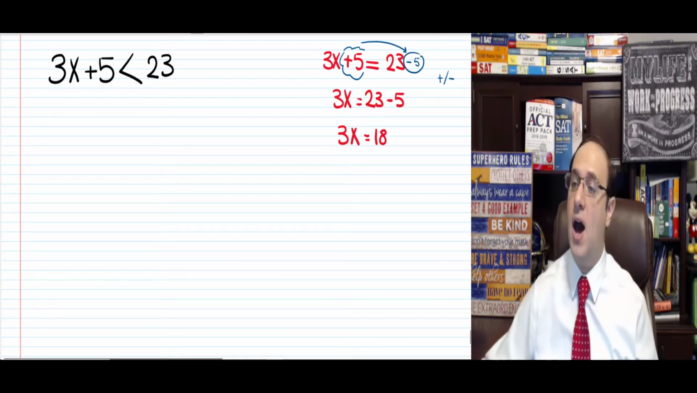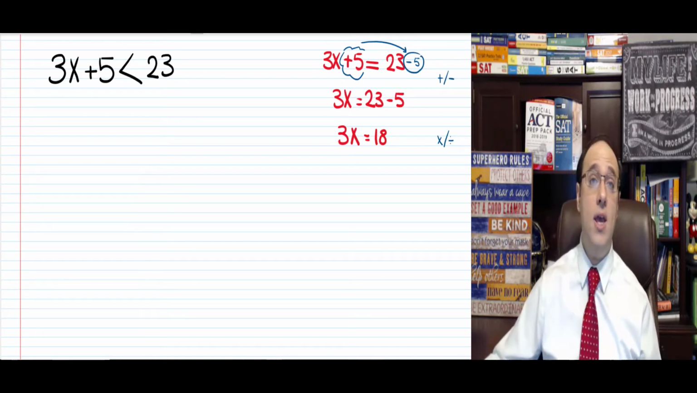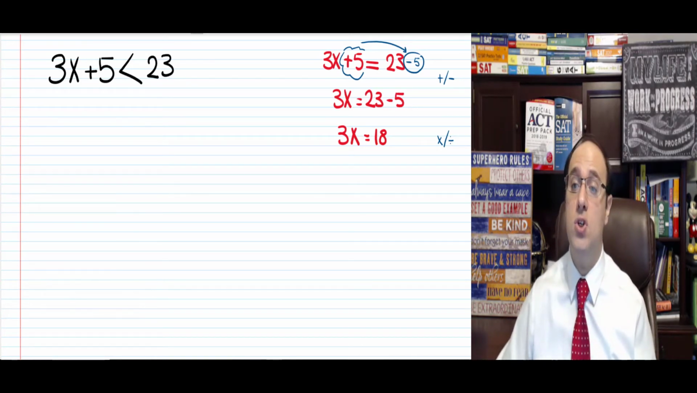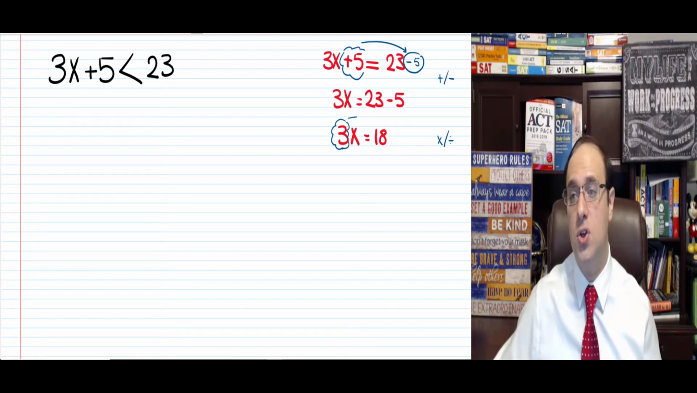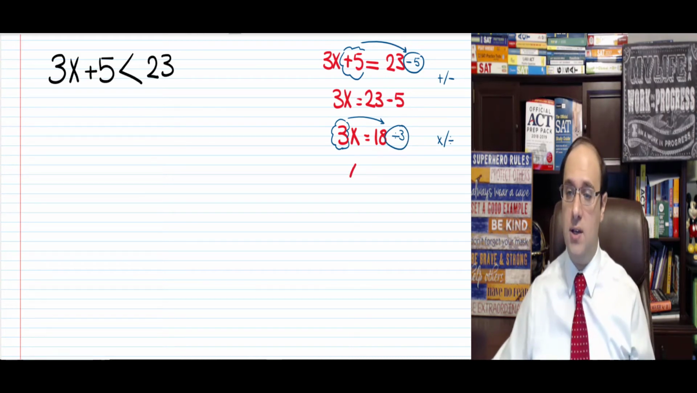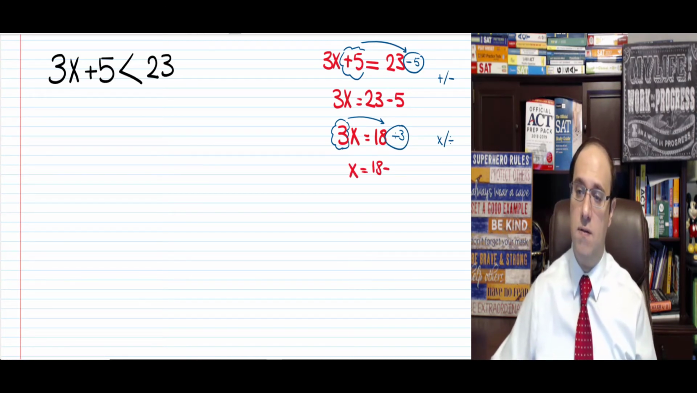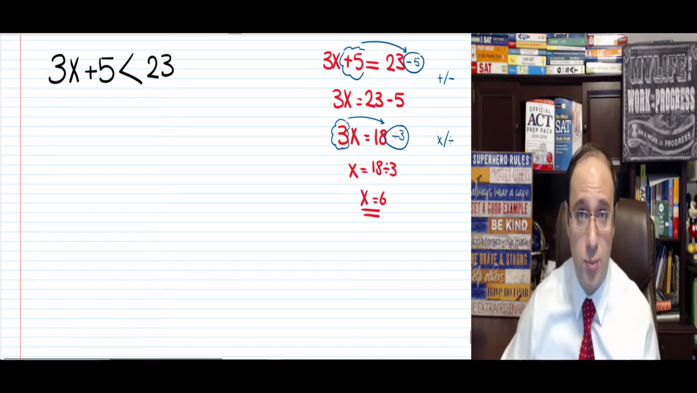Second step, I get rid of the multiplication and the division. Right here I have 3x, which means 3 times x, which means x times 3. That means the 3 is multiplied by x, so it goes to the other side as divided by 3. Rewrite. X equals 18 divided by 3. X equals 6. Now, move on to the left, please.